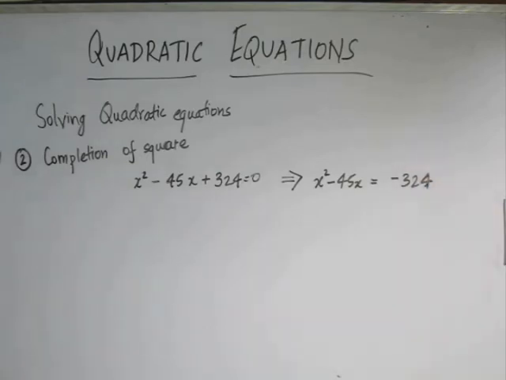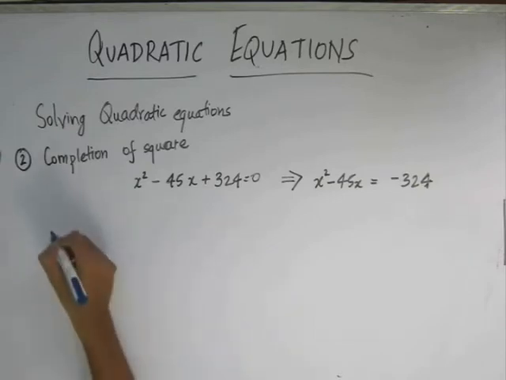Now my target is I will have to express my left hand side as a square term. So when I get a square term, I can take square root on both sides and find my corresponding values of x that satisfy the given equation. So when I have x square and minus 45x in the left hand side, what term do I add in order to get a complete perfect square on the left hand side? This is what I have to find.